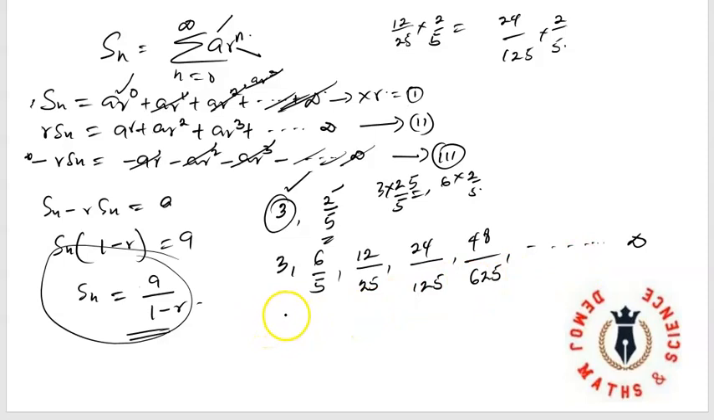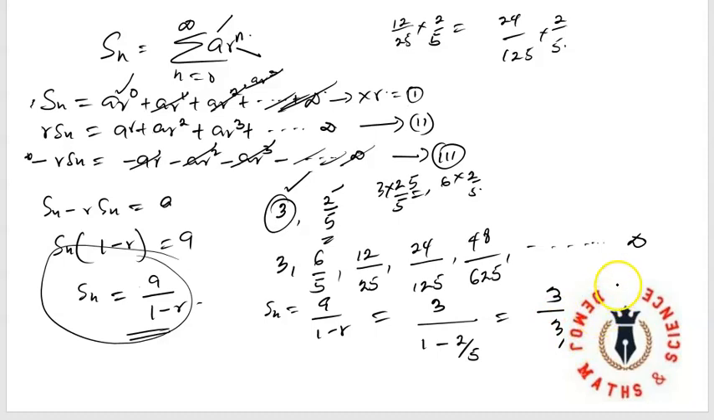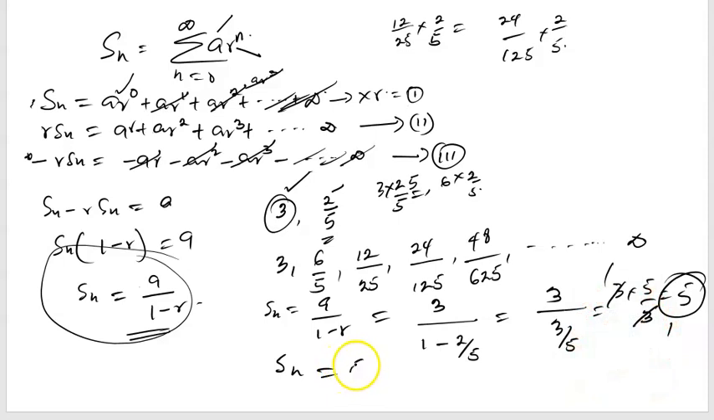Now this geometric series will continue this way until you get to what? Infinity. But we can find the sum of this geometric series. With Sn equal to a over 1 minus r, my a here is 3, so this is 3 over 1 minus 2 over 5, which is equal to 3 over 3 over 5, which is equal to 3 times 5 over 3. The 3s cancel, which is equal to 5. So we can conclude that the sum of this infinite geometric series is 5.